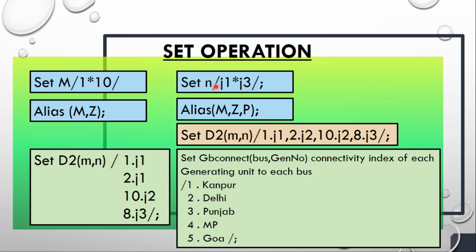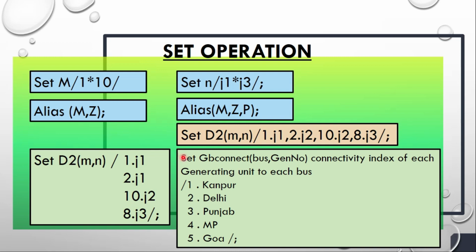Here the set n goes from i1 to i3: i1, i2, i3. Now there is a set d2. This is my one dimension, because it goes 1, 2, 3, 4 up to 10. Now you need to create your two dimension. You need to first name the set d2 of m comma n. We can write it like 1.j1, 2.j2, 10.j3, and similar to that you can create it. You can also create the set d2 of m comma n in column fashion, or you can write it in row fashion. So these two ways are there to write a two-dimensional set, and this is the way to write a one-dimensional set.